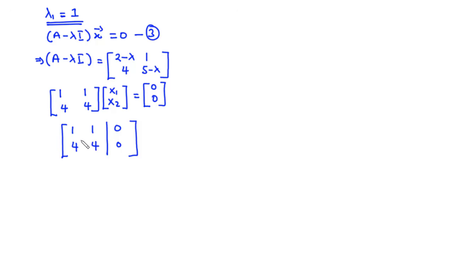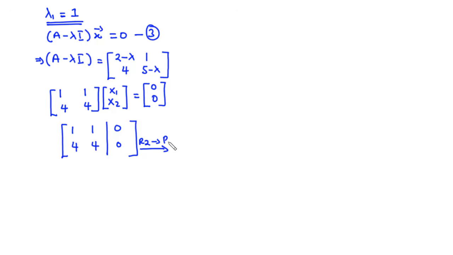Now let's try to perform elementary row operations on this matrix to convert this augmented matrix to the row echelon form. By this, we are going to make sure that this value goes to 0. Now what we are going to do is perform the operation on row 2, and the operation is we are going to multiply row 1 by 4 and subtract that from row 2.